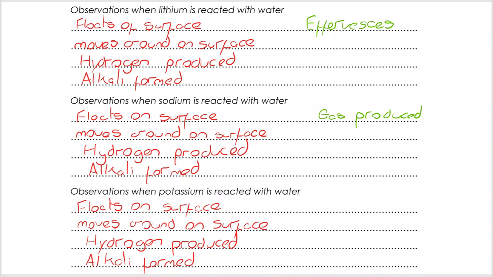Potassium, it's a different observation again. This is so reactive, it will actually ignite the hydrogen as it's produced. And furthermore, it will ignite with a lilac flame. So the big thing to take from this is that the reactivity increases as you go down the group.